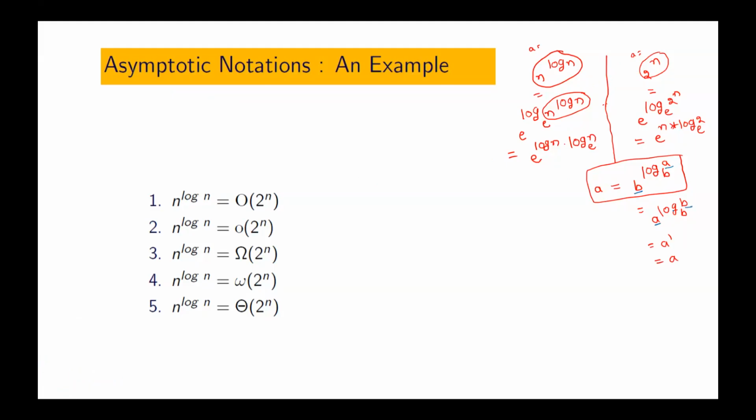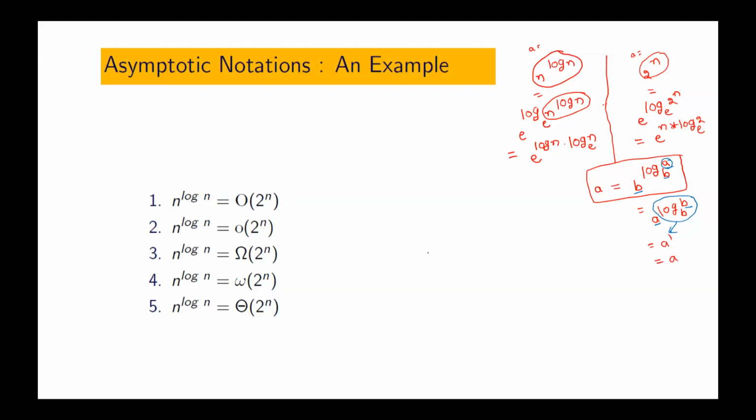Then what is it that we have got? a power log b base b. What is log b base b? It is 1. Hence a power 1, which is same as a. That's what I have written. a can be written as some new b power log a base this b. Is that okay?